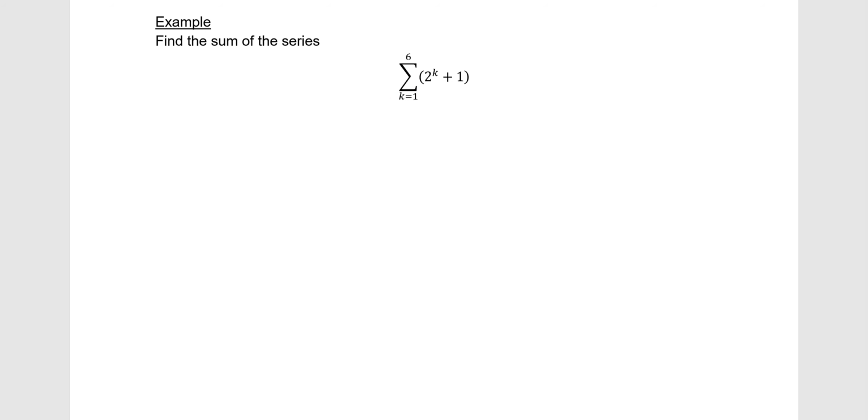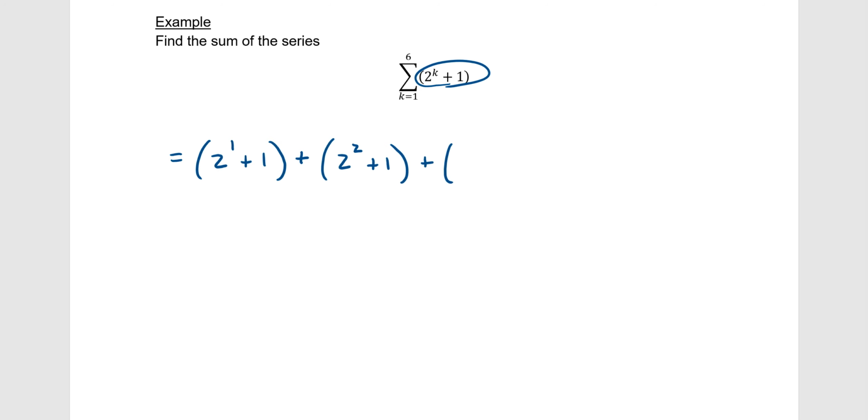What that means is we have to plug it in this expression one at a time and then add up the result. So we're going to start with k equals 1. So we're going to plug in a 1 into this expression. So 2 to the first power plus 1. And it's a summation, so we're adding. Now we're going to plug in a 2 back into this expression. So 2 squared plus 1. And now we're adding again.